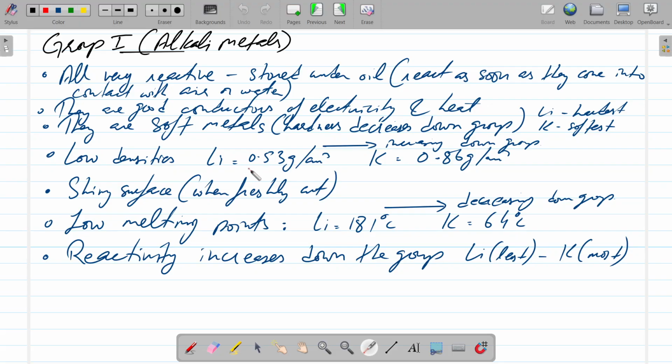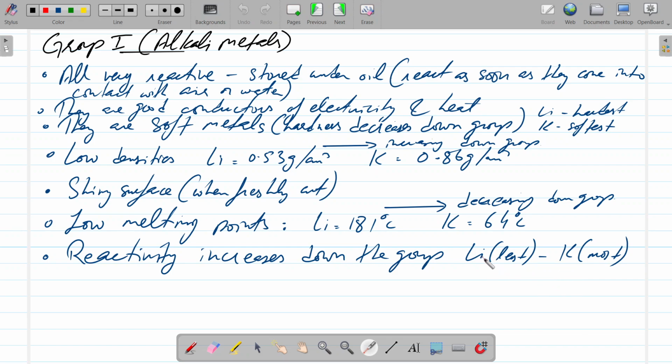You see that lithium only has 0.53 grams per centimeter cubed, potassium is 0.86, so there's a trend of the densities increasing down the group. They have a shiny surface when they're freshly cut. They have low melting points, just 181 degrees for lithium, 64 degrees for potassium, so the melting point decreases down the group, and the reactivity increases down the group. Lithium being at the top is the least reactive, and potassium is the most.